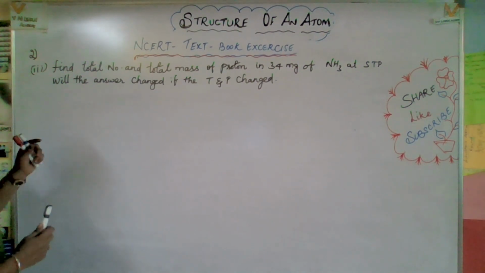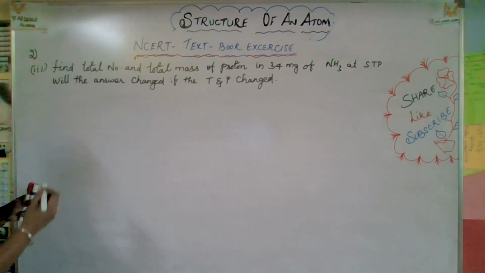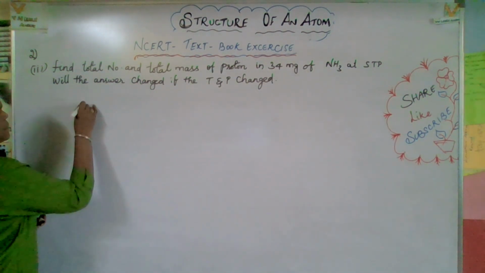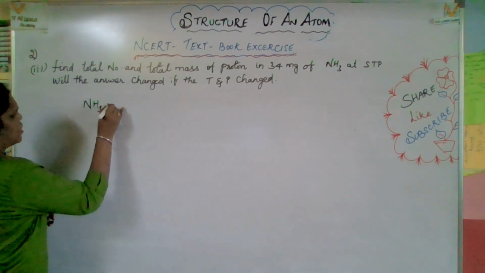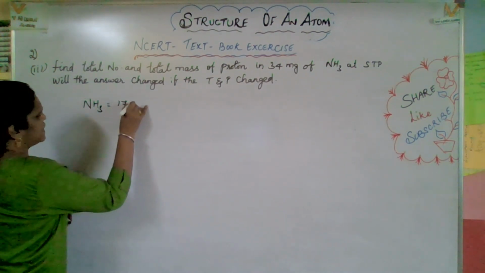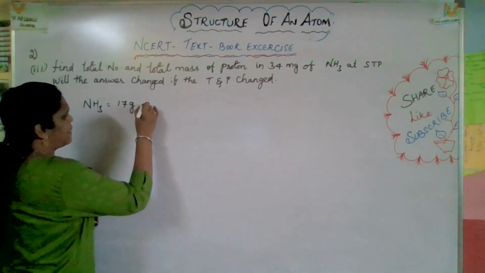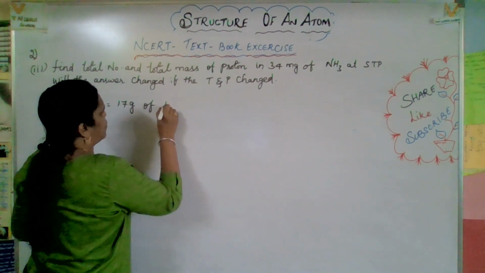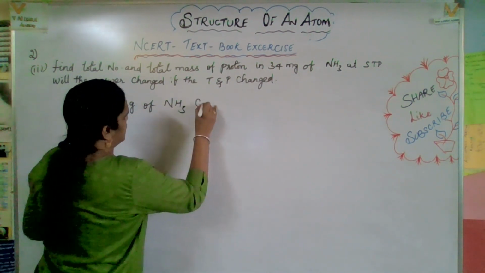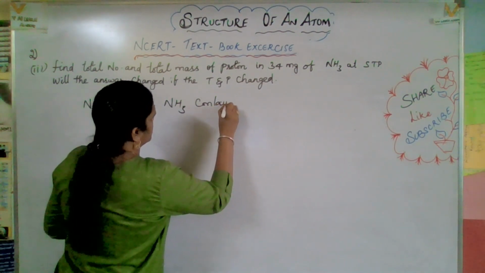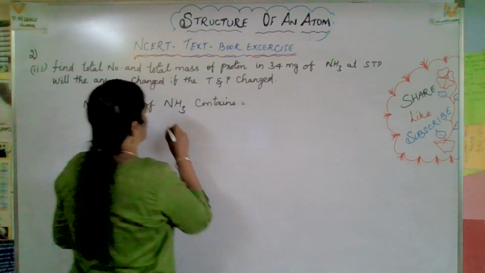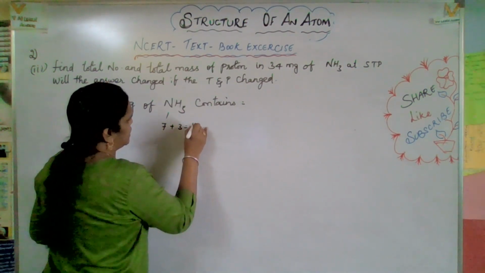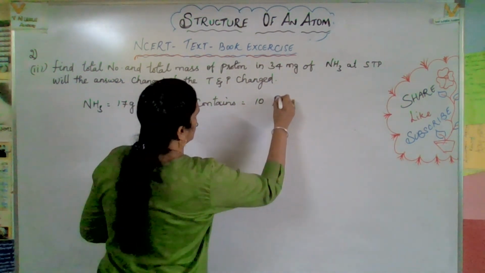Here, total number and total mass of proton they are asking in 34 milligram of ammonia. First and foremost, ammonia molecular mass. Ammonia, NH3, molecular mass of ammonia is 17 gram per mole. Okay, 17 gram of ammonia contains how many protons? Number of protons: here 7 atomic number, and here 3 hydrogens. So altogether 10 protons.